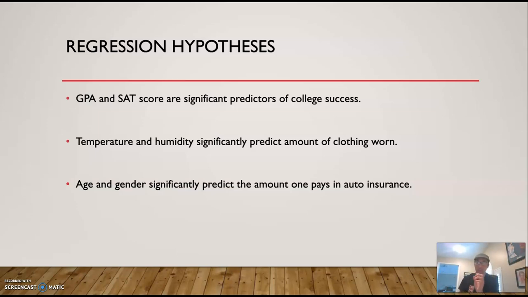So what we're using here is X variables to predict a Y. Age and gender are X, Y is auto insurance premium. Temperature and humidity are X, clothing worn is the Y. GPA and SAT, both X's, college success is the Y. These are going to be a little bit more complex because you have to look at a little bit more analyses. But I will say, as a committee member and chair, this really makes the committee very interested. And it goes a little bit beyond what's expected for a typical thesis.